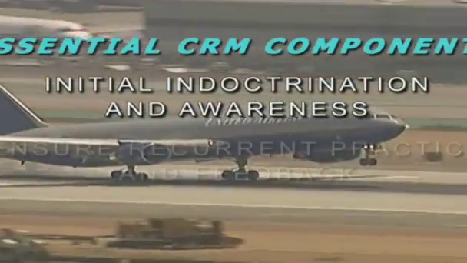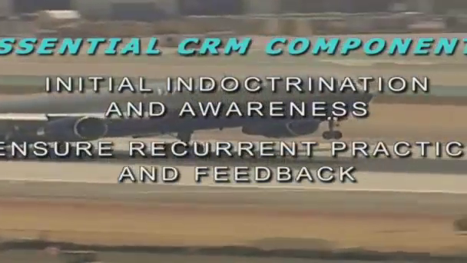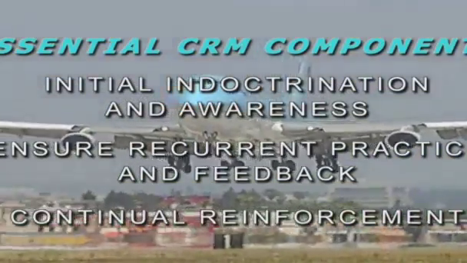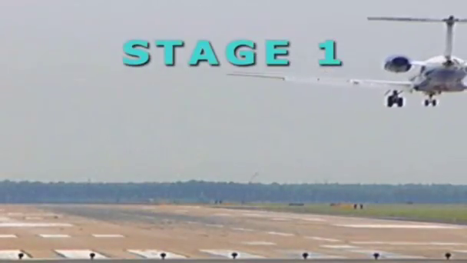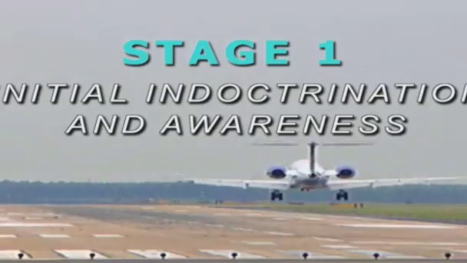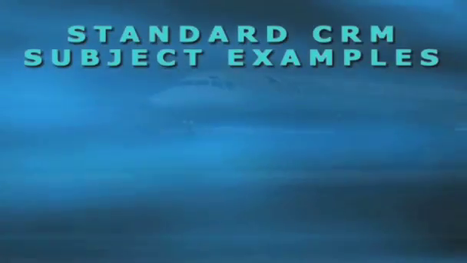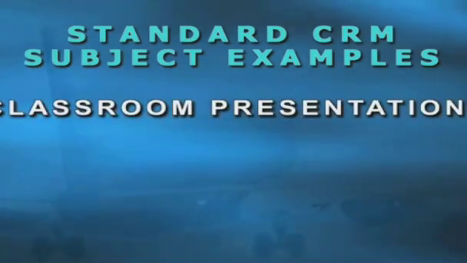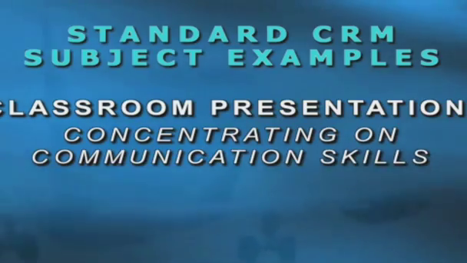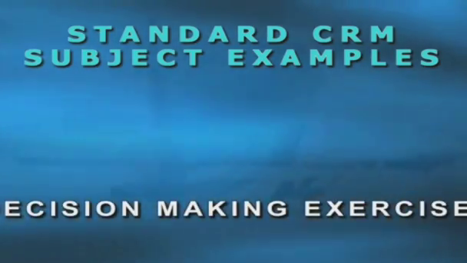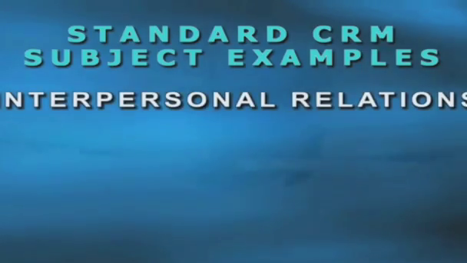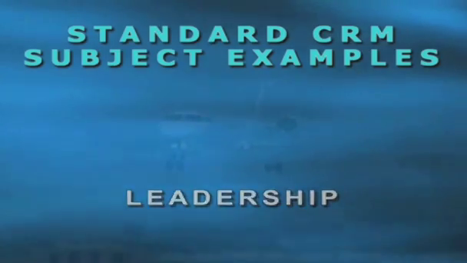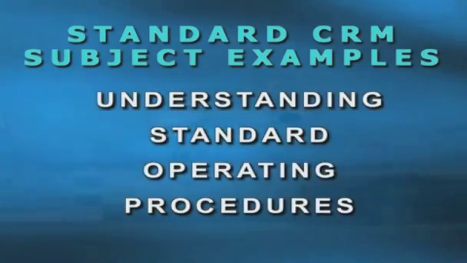This set of DVDs shows the different elements or components that can be utilized as part of an initial CRM program. Stage 1 involves initial indoctrination and awareness. Examples of the kinds of subjects covered in a standard CRM course include classroom presentations, concentrating on communication skills, decision-making exercises, interpersonal relations, crew coordination, leadership, and understanding standard operating procedures.